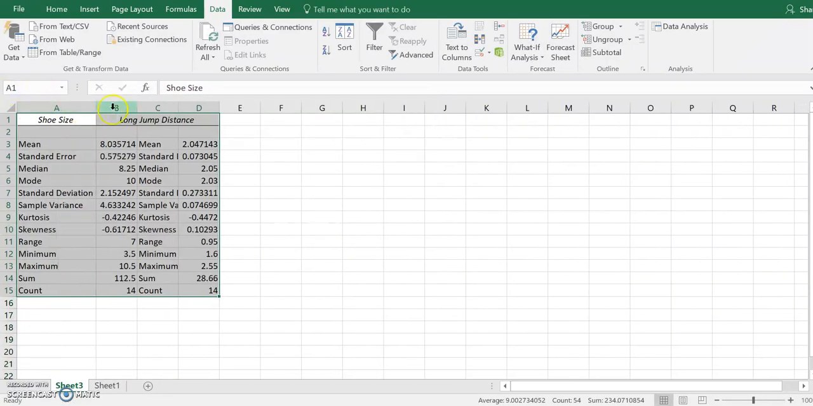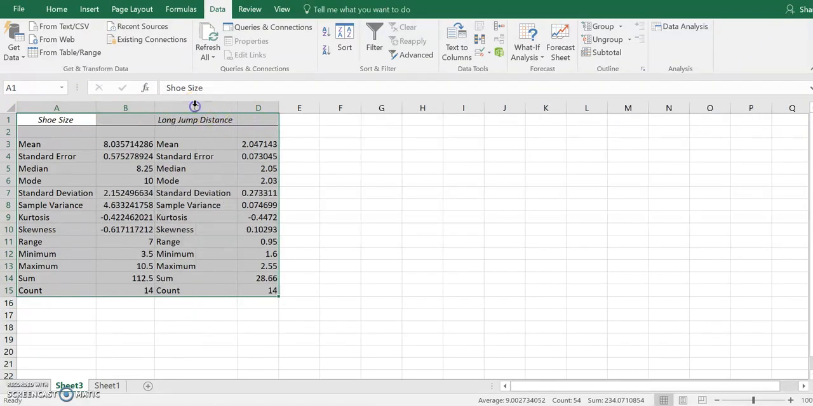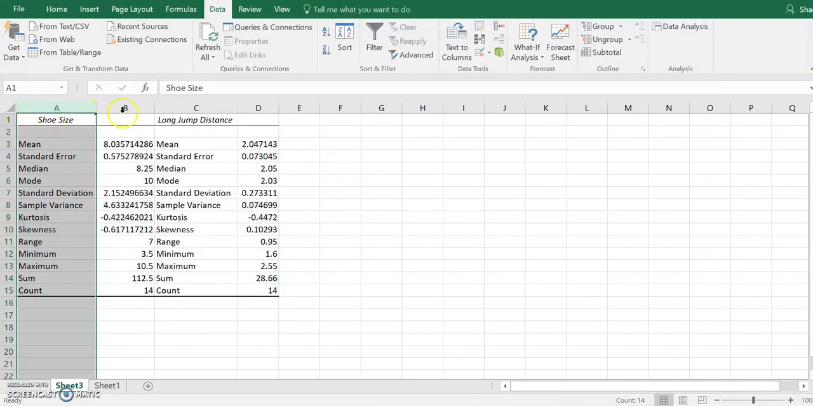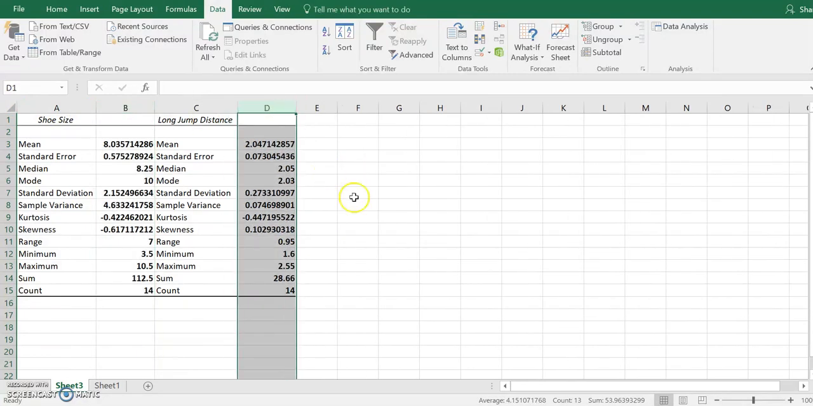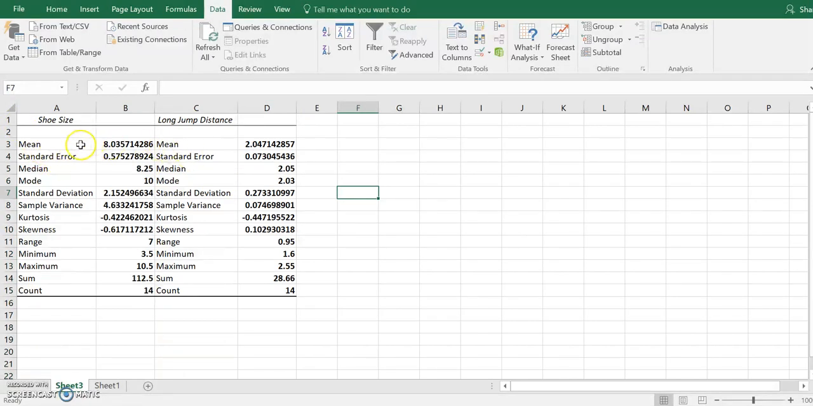Okay. So this has made us have a different one here. We can see from the data I've just changed, we've got the mean here. For shoe size it was 8.0 and long jump was 2.0, so that was the mean. Come down to the median, so the middle: the middle shoe size was about size 8, and how far people jumped was roughly 2 meters.